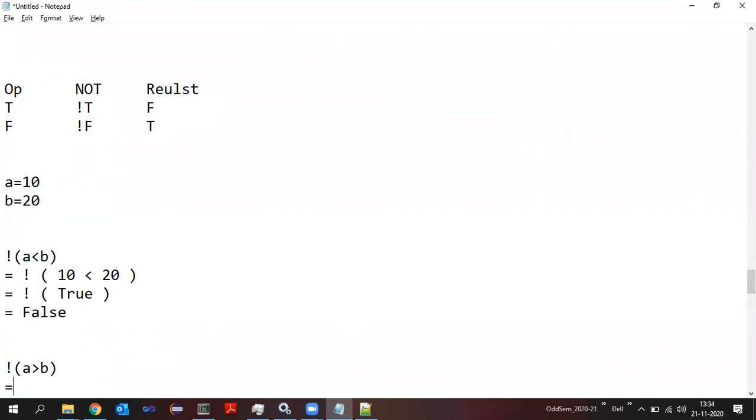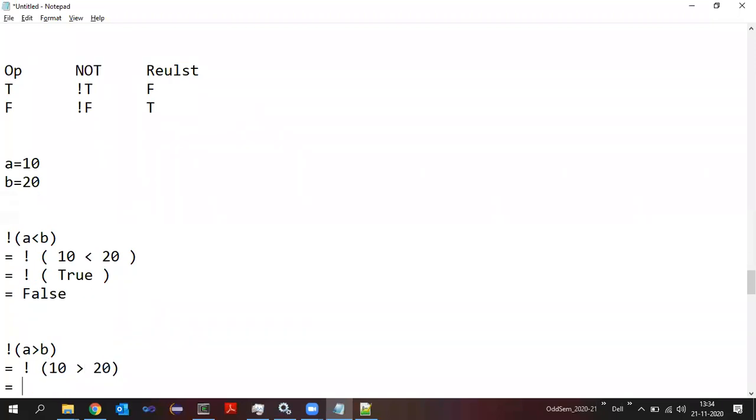Now, how does it work? A greater than B. First, within the bracket, what is there that I have to check? What is the value of A now? 10 greater than 20. Okay, now again I will keep the not over here. So within the bracket I will evaluate now. 10 greater than 20, is it true or false? Yes, it is false. 10 is not greater than 20, that is false.